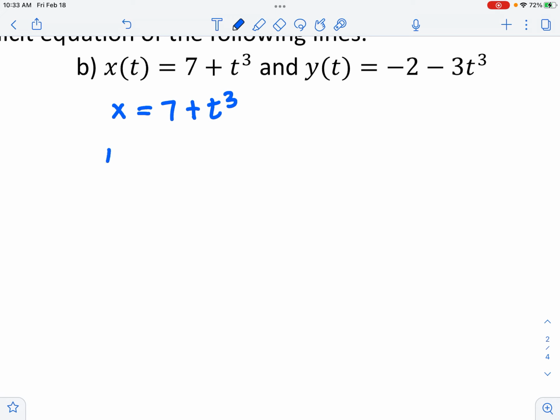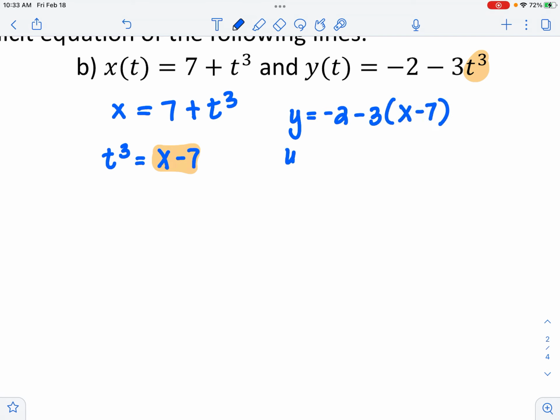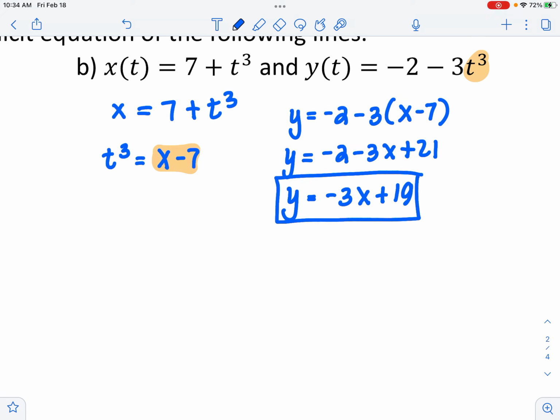So subtract 7 from both sides, and I have t cubed is equal to x minus 7. So now I can replace t cubed here with an x minus 7. So I have y equals -2 minus 3 times x minus 7. y equals -2 minus 3x plus 21. y equals -3x plus 19. So that's one answer that you could have.